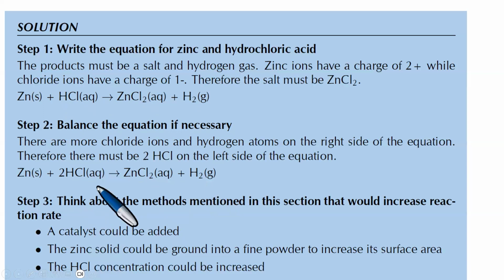How would you increase the rate? Think about methods mentioned in the section that would increase the reaction rate. How can we make sure that this reaction rate is faster? We're dealing with a solid and an aqueous state, HCl, hydrochloric acid. So a catalyst can be added. If we don't want to add a catalyst, because zinc is a solid, we can grind it into a fine powder to increase its surface area. Or we can increase the concentration of the HCl. So these are 3 ways you can use to increase the rate of the reaction.